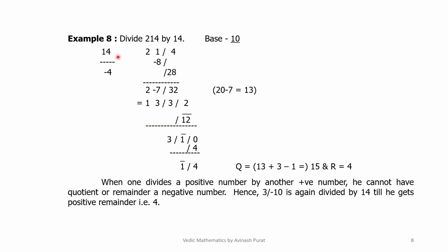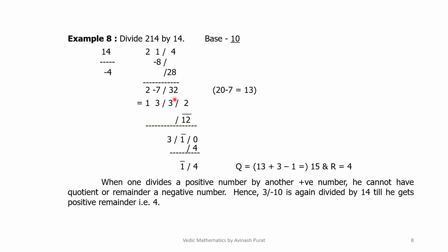Eighth example, divide 214 by 14, base is 10, 14 and 4 taken down with negative sign. 2 1 stroke 4. Now 2 is brought down. 2 into minus 4 is minus 8. 1 plus minus 8 is minus 7. And 4 plus 28 is 32.